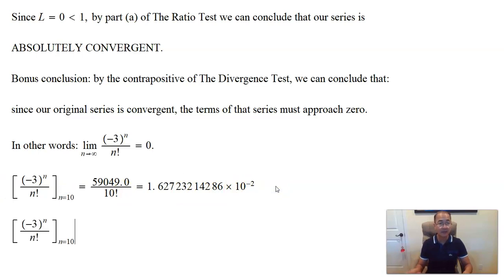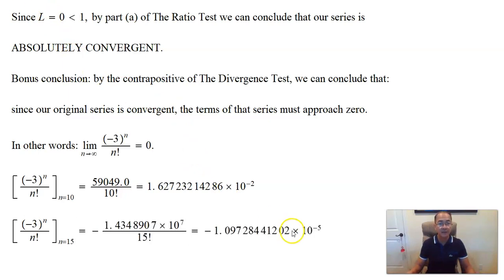So let's see what happens when it's negative. So we get 15, let's say. What are we going to get? And one more time. Ooh, see, it is a lot smaller. That's 10 to the minus 2. This is 10 to the minus 5. But it is negative. Okay, so of course the terms will go to zero. They're going to get smaller and smaller, sometimes positive, sometimes negative.